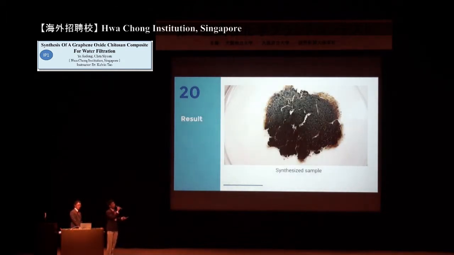And this is our sample. You can see that there are a lot of lumps all over the sample and the sample is broken up. This indicates that the sample has low tensile strength, which is not what we are supposed to see in something that contains graphene oxide.